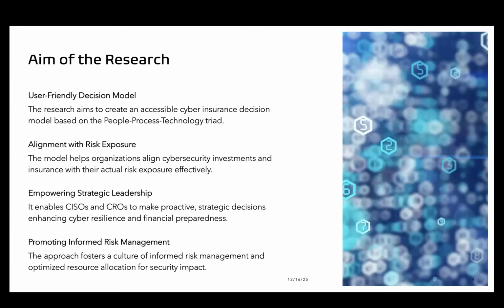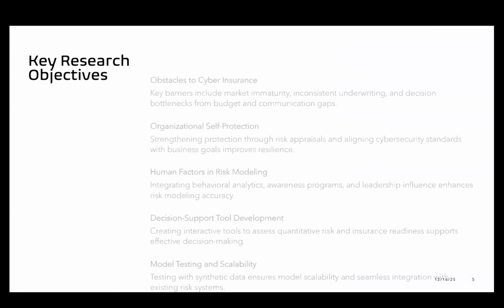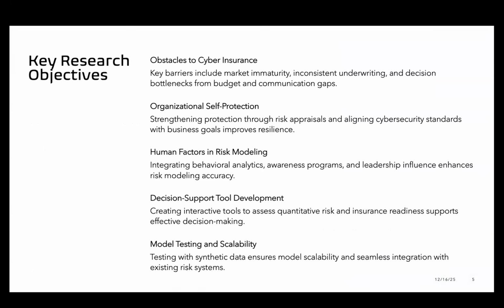For example, if I know my height, weight, and my blood report, I will definitely take care of myself in a better way. Similarly, if the organization knows its fitness score, it defines a better culture in the organization. The objective of the research was to identify the obstacles for cyber insurance when the insurance is being demanded, provided, or supplied. There are key barriers, which include market immaturity, as we discussed.